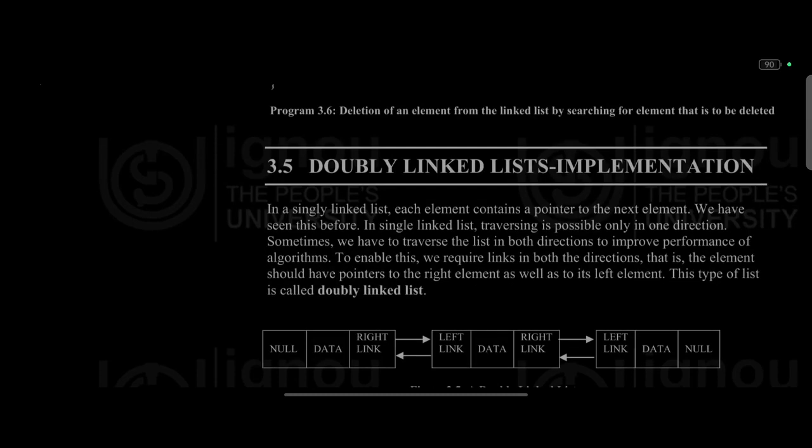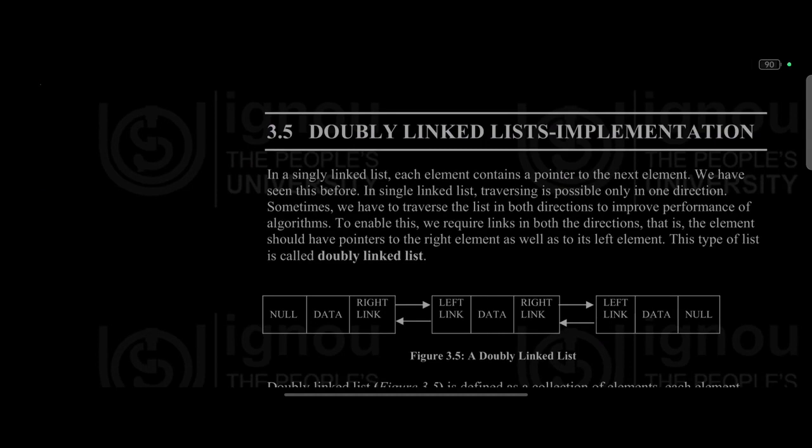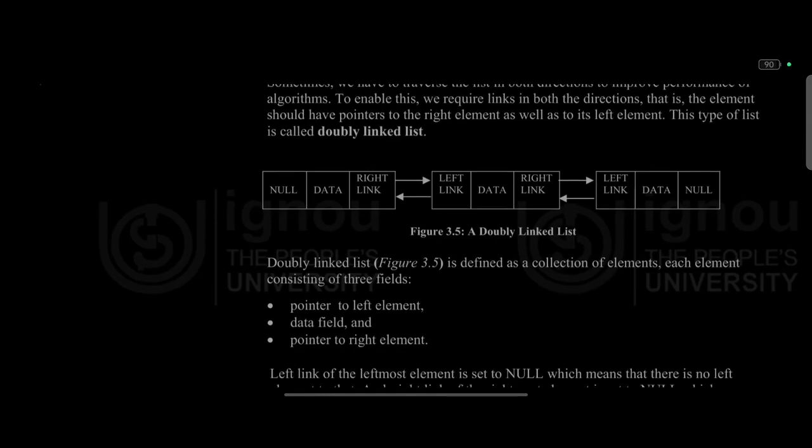Doubly linked list. So here we can see the doubly linked list implementation. In a singly linked list, each element contains a pointer to the next element. We have seen this before. In a singly linked list, traversing is possible only in one direction. Sometimes we have to traverse the list in both directions to improve performance of algorithms. To enable this, we require links in both directions. That is, the element should have pointers to the right element as well as to its left element. This type of list is called a doubly linked list. So you can see the diagram.